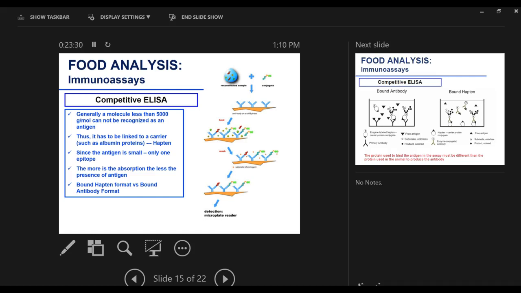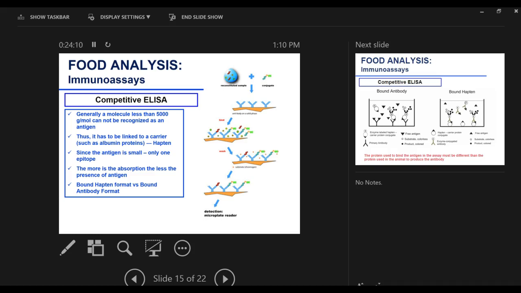So what we do usually to get antibodies for these toxins or small molecules is we link that molecule to a protein that we don't care for. Could be albumin protein, so albumin protein from whey or albumin protein from eggs. It can be a carrier protein. So the carrier protein is linked to our antigen and is injected into the animal to produce epitopes, to produce antibodies for this small molecule.